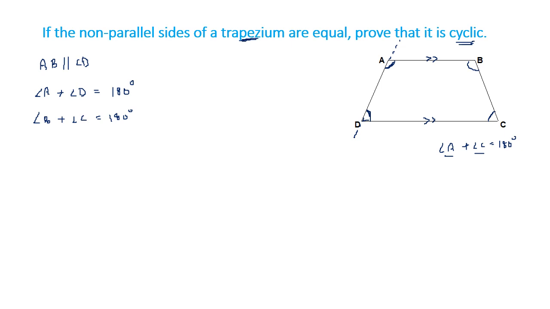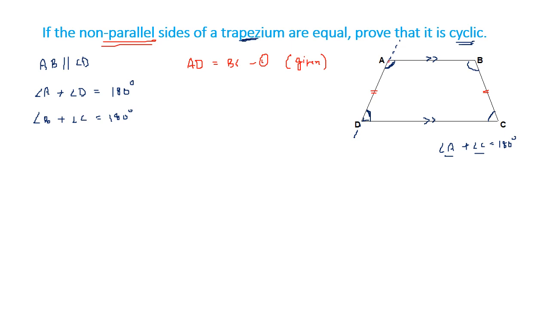All that is given to us is that the non-parallel sides are equal. So which are the non-parallel sides? This side is non-parallel and this side is equal. So we have AD equal to BC, the result which is given to us. It is already mentioned. Now what can we do here? How will we proceed with the sum? You have to draw something.